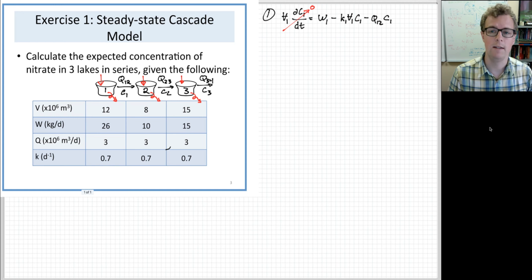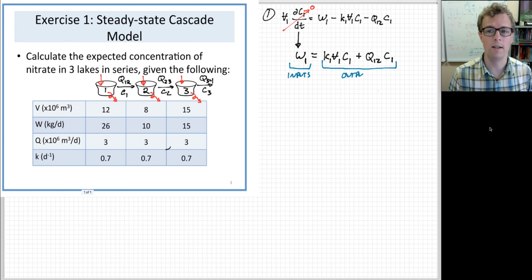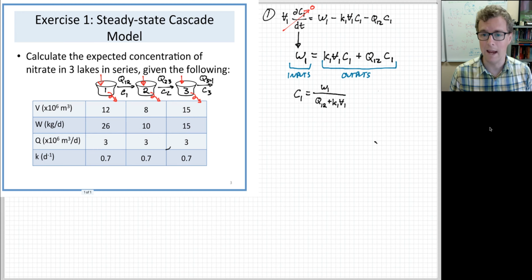We said that was at steady state, so we can make that left-hand side equal to zero. I'm going to rearrange this to organize myself as inputs are equal to outputs. If we're at steady state, then by definition, every kilogram of mass that comes in must have a kilogram of mass leaving the system in some way. If that's not true, our steady state concentration is changing. So inputs are equal to outputs. I'll solve that equation, just algebraically rearranging it, and that looks like C equals W over A.